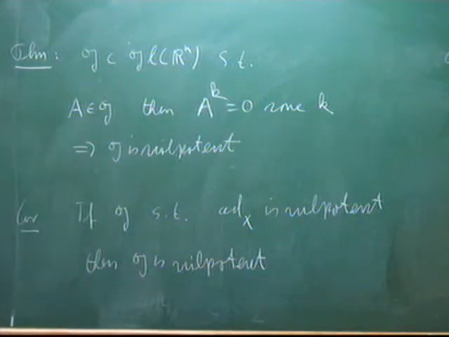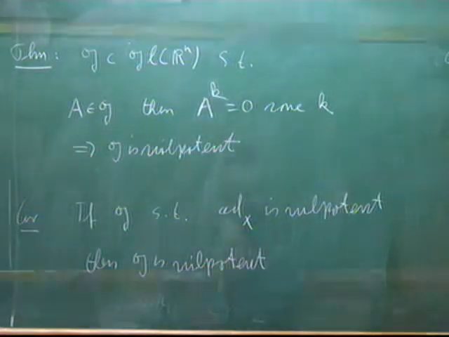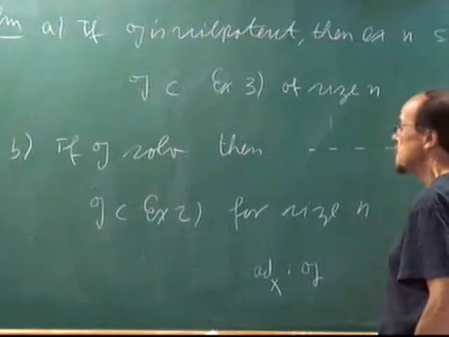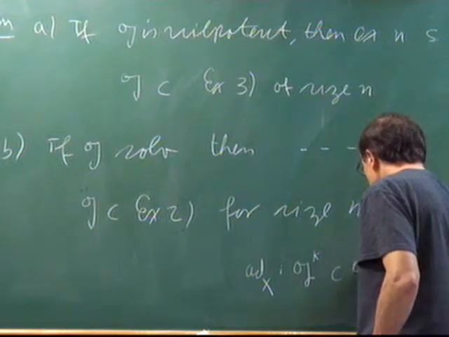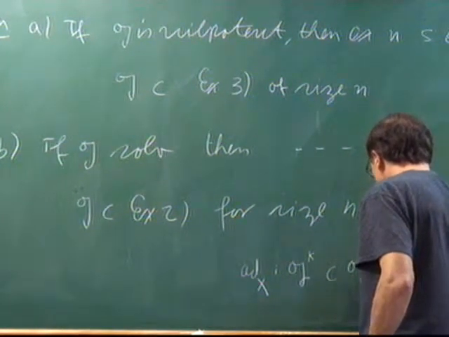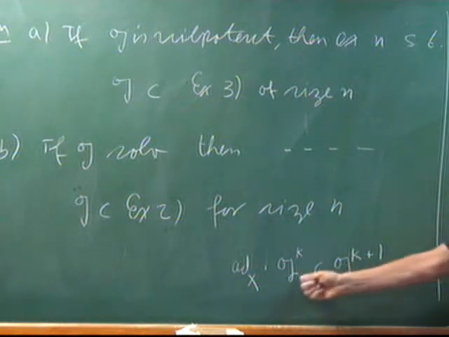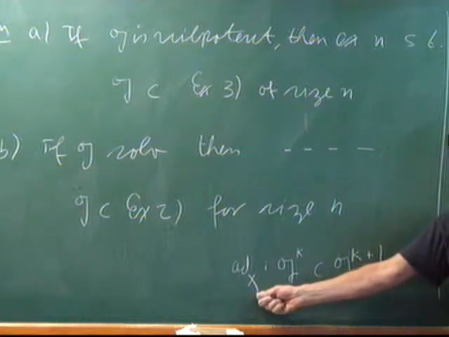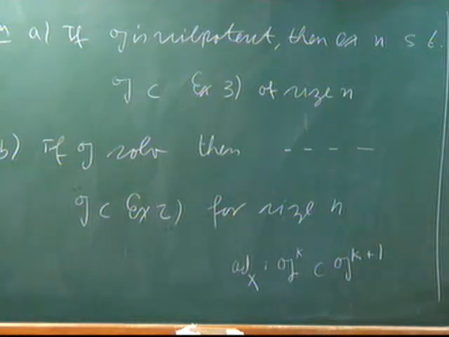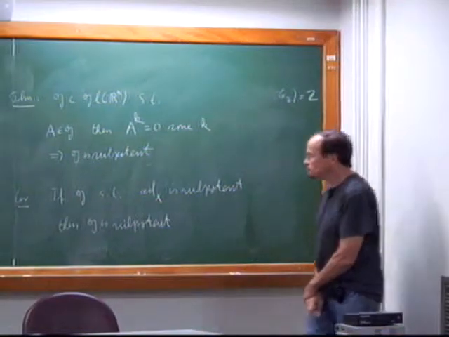If I have a nilpotent Lie algebra, what does ad x do? It takes G upper k into G upper k plus 1. This was Lie brackets of anything with G^k. So ad x moves it down, and down, and down, and goes to 0. That means ad x as a matrix is nilpotent. So one direction is obvious, the other one is non-trivial, and that's a corollary of this result right here. So this is a very useful fact.